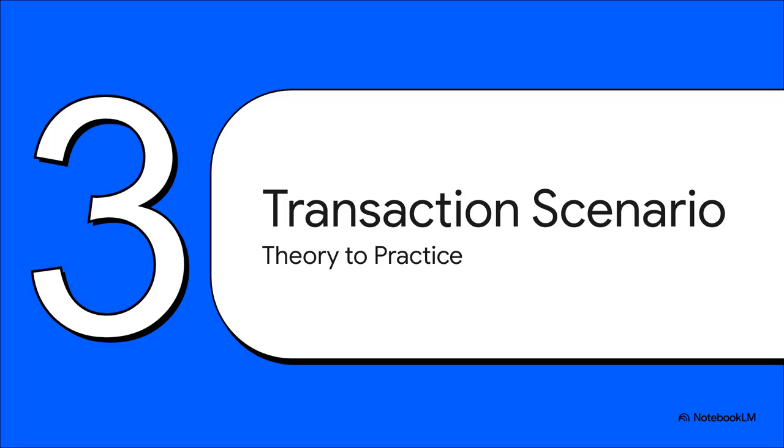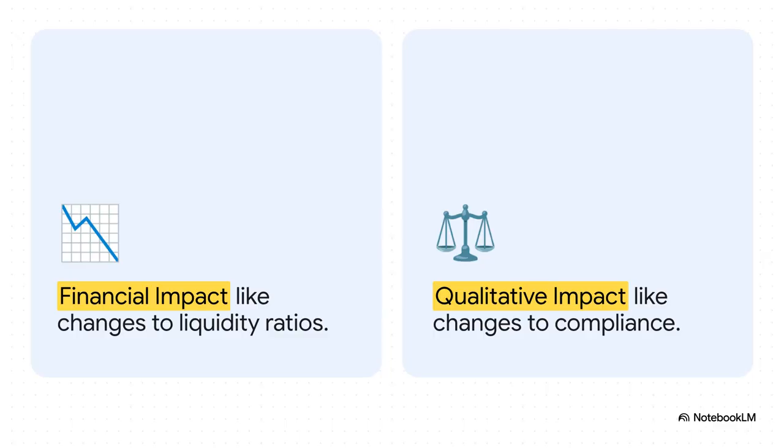Section 3. Scenario: Analyzing a transaction. Now, let's shift from theory over to practice and introduce a specific mini-scenario to serve as our sandbox for the rest of this explainer. Consider this classic scenario. A company is proposing a transaction where they pay off a current liability using current assets. For example, using cash to pay down a short-term accounts payable.